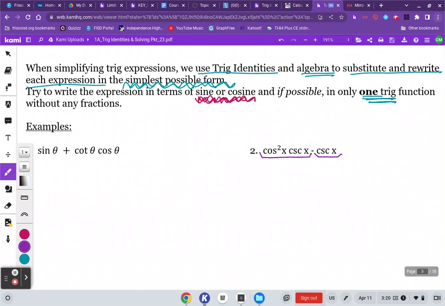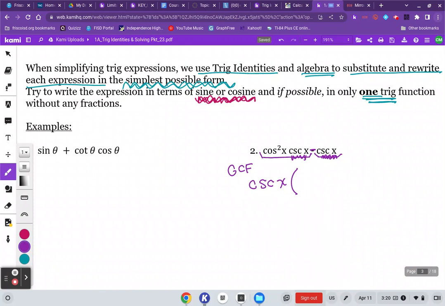The cosecant of x. See how it's here in this term and it's here in this term? I know I have 2 separate terms because they're separated by that subtraction sign. So I can factor out the greatest common factor in this particular expression. I can take out the cosecant of x.